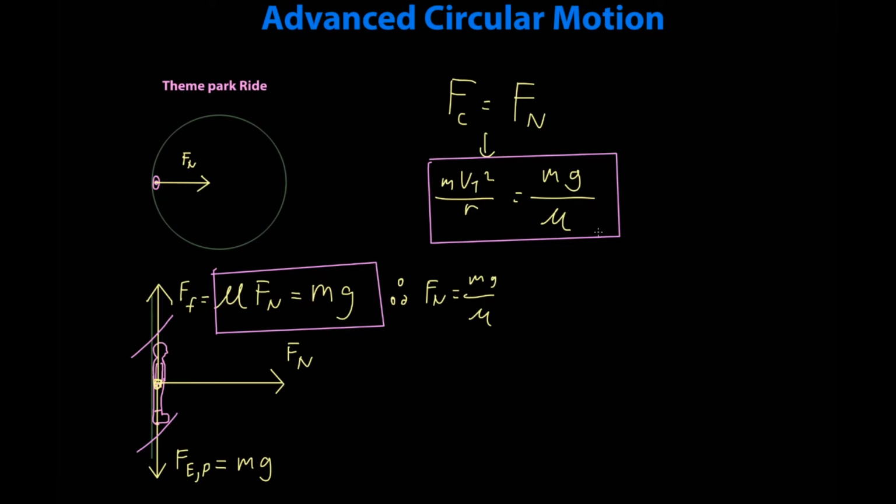From here, typical questions: What is mu? What's the radius of the ride? What's the tangential velocity of the ride? What's the angular velocity of the ride? What's the frequency of the ride, which is something I'll show you next video.